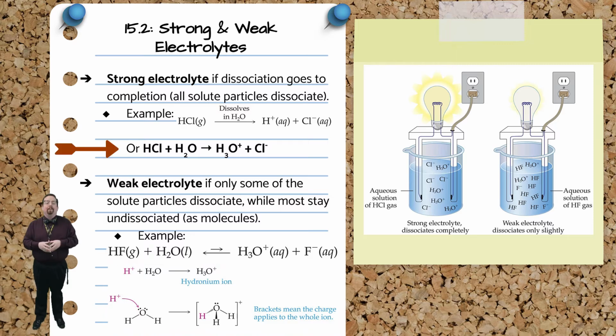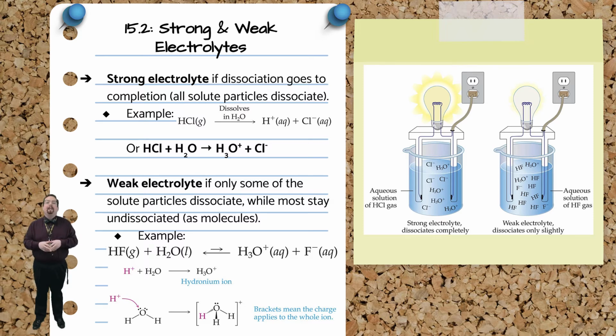So for accuracy, we should include water and hydronium ions in our equation for the dissociation of HCl in water. A weak electrolyte is one that only partially dissociates, or only some of the solute particles turn into ions. This reaction does not go to completion, and it's considered a reversible reaction.